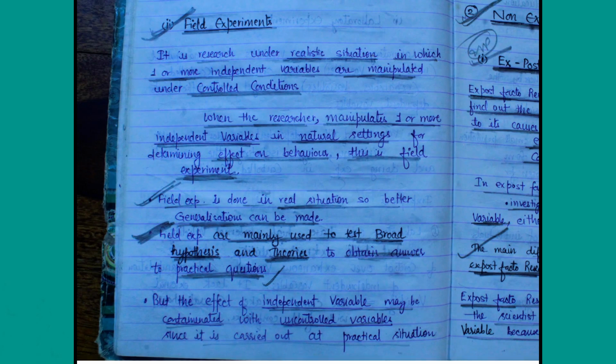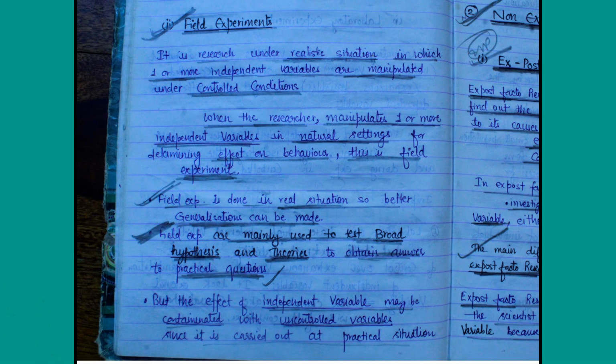So a field experiment is research under a realistic situation in which one or more independent variables are manipulated under controlled conditions. When the researcher manipulates one or more independent variables in natural settings, a field experiment is done in real situations, so better generalization can be made. Now this is important. Generalizations will be more valid in a field experiment because these experiments are done in the field, not in the lab. That's why they have good generalization for other fields, for other regions also. Field experiments are mainly used to test broad hypotheses and theories and to answer practical questions.